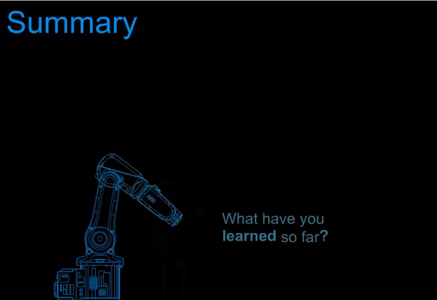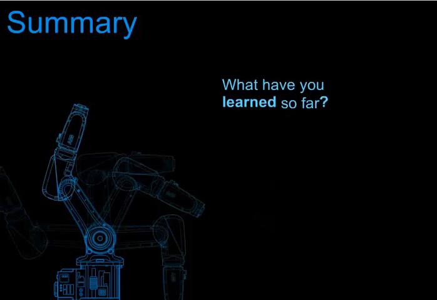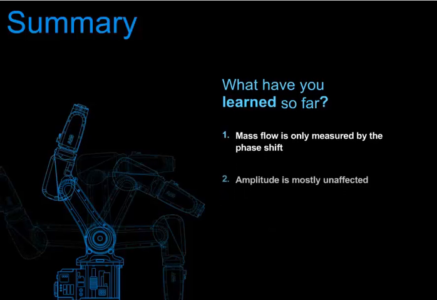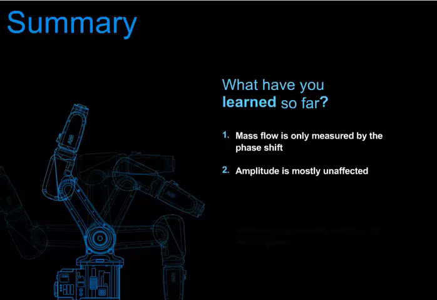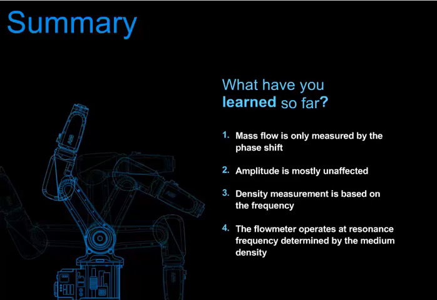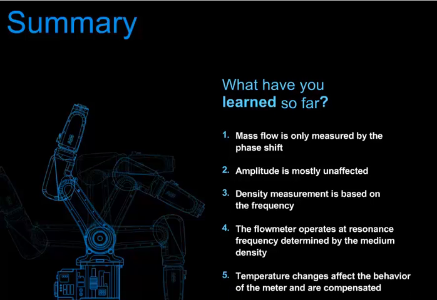What have I learned so far? Mass flow is measured by the phase shift. The amplitude is mostly unaffected. Density measurement is based on the resonant frequency, and frequency depends directly on the density of the fluid. Temperature changes affect the frequency, and are therefore compensated by the electronics using internal temperature measurements. This compensation is possible because of the measurement of the tube fluid temperature.